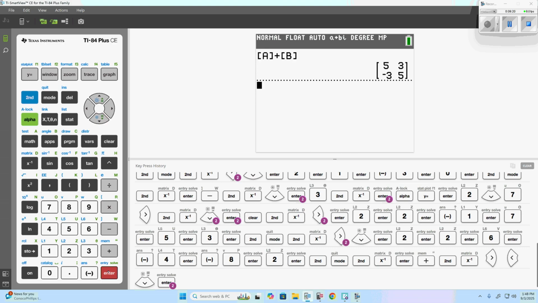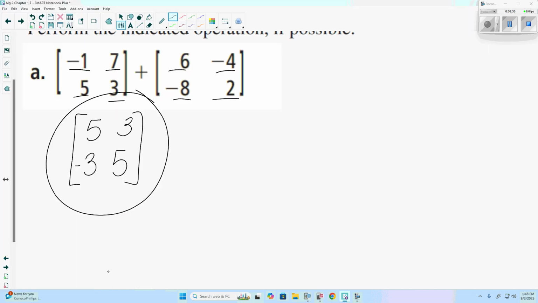Did that give us the exact same thing we got? Yeah. Especially with just straight addition and subtraction, it's almost easier to just do it by hand than it is to type it in. It'll take us longer to type it in than just to add or subtract the corresponding elements. Questions on addition or subtraction?